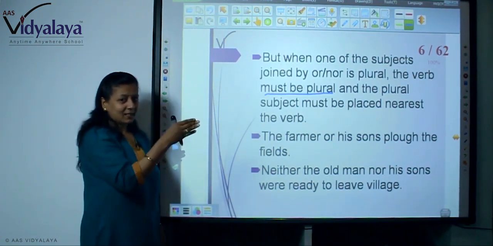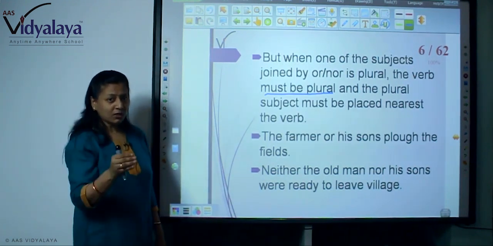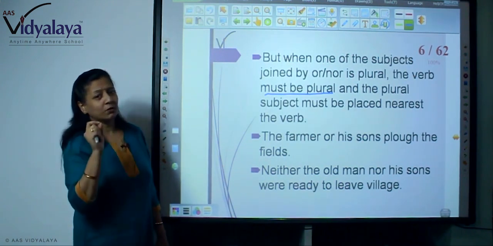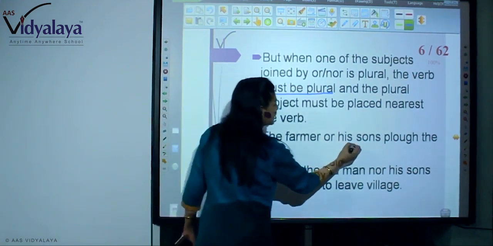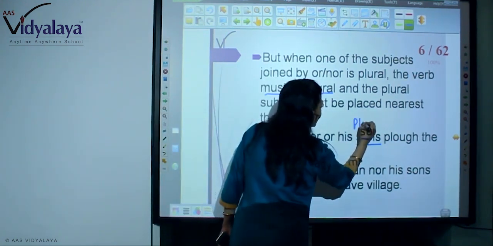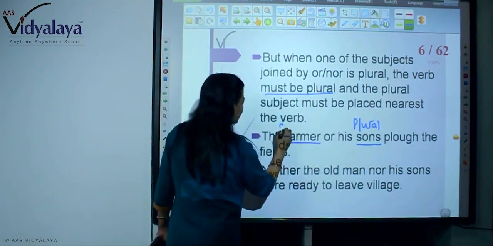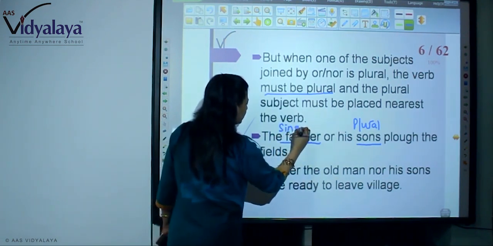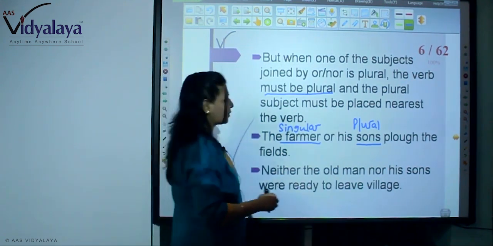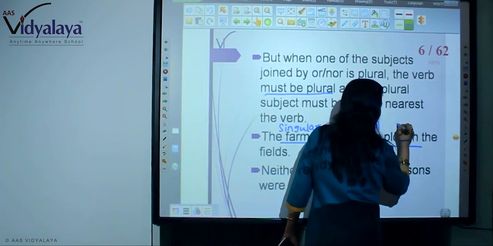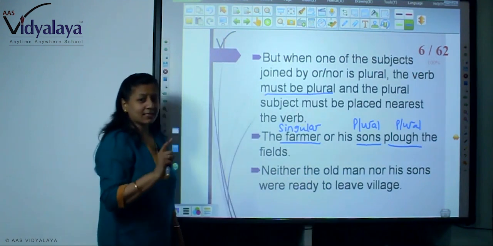That means either or, then after or; neither nor, after nor, before the verb, that plural subject will have to be placed. For example, the farmer or his sons. Farmer is singular, and sons are plural. So the verb is plural: plow only, not plows. Try to understand.